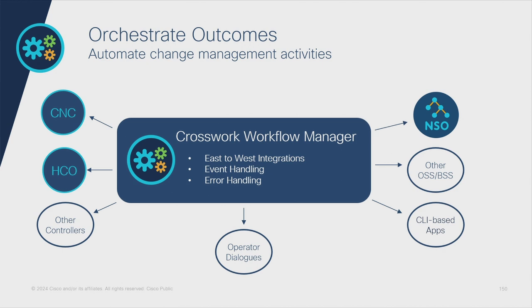Now, in addition to this, CWM offers event handling and error handling. So for event handling, we are integrated with Kafka using AMQP and HTTP protocols to handle external events. And this means that CWM can handle incoming and outgoing events both. So incoming prompts can start a new workflow. For example, you can trigger a workflow from another product like CNC. On the other side of that coin, outgoing prompts from CWM can signal a start to other products like CNC, HCO, whatever else it is that you're trying to signal.